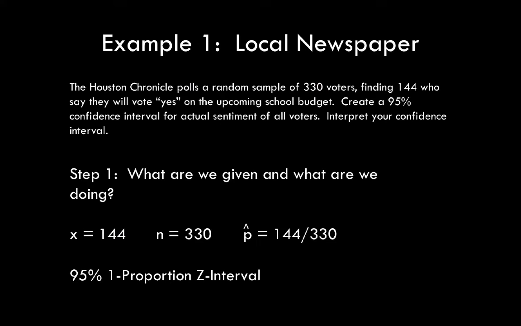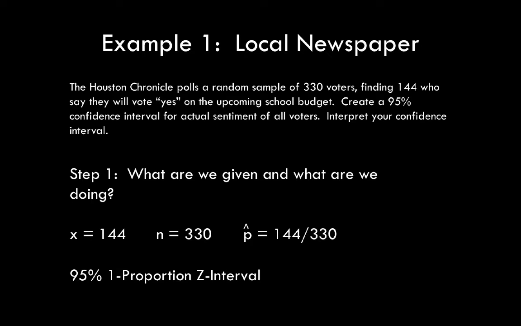So let's take a look at example 1 from our notes, local newspaper. The Houston Chronicle polls a sample of 330 voters, finding 144 who say they will vote yes on the upcoming school budget. Create a 95% confidence interval for actual sentiment of all voters. Interpret your confidence interval. So step 1 of doing a confidence interval is first assessing what are we given and what are we doing.